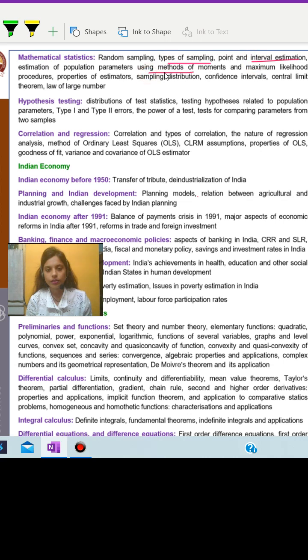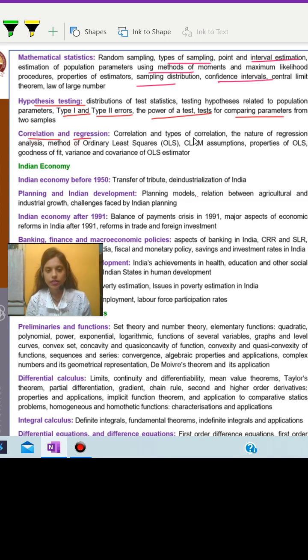Then comes the parameters using methods of moments and maximum likelihood procedures. Coming to sampling distribution, confidence intervals, all these are important. Law of large number is important. Coming to the hypothesis testing portion, here type 1 and type 2 errors are important. The concept is important. Power of a test, tests for comparing parameters from two samples, ये important है.